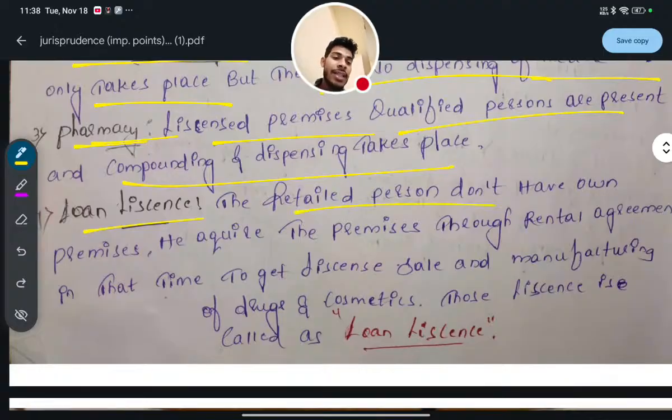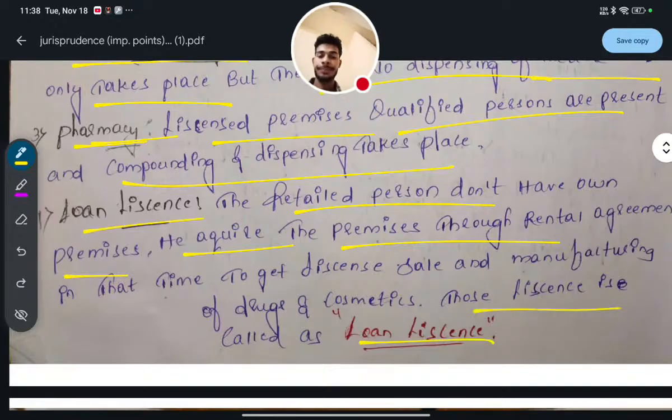Next, loan license. The retail person doesn't have his own premises. He acquires the premises through a rental agreement. In that case, the license to get for sale and manufacturing of drugs and cosmetics is called a loan license.